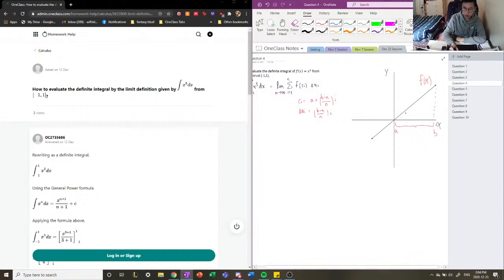So if we were to split this up into 4 equal rectangles with similar lengths, we would have 1, 2, 3, 4, and they will calculate the area of each of these rectangles, and then try to approximate the area under the curve using that. Okay, so I'm going to just draw these rectangles for now.